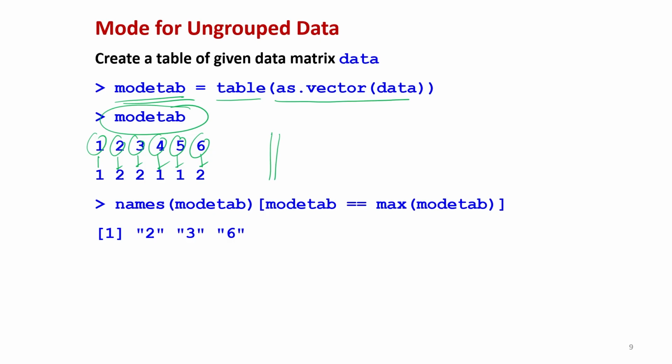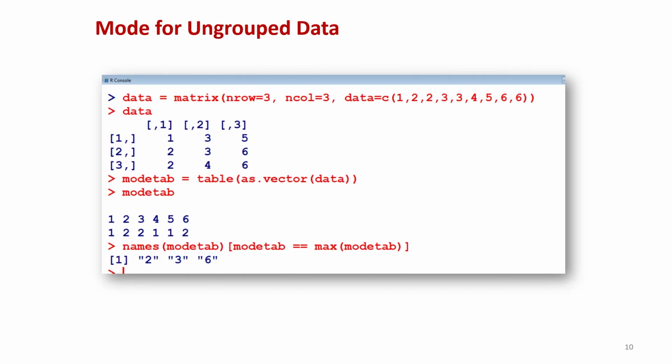And now from this I try to find out what is the name of this mode tab, where mode tab is logically equal to the maximum values of mode tab. So you can see here that in this case there are 3 values, 2, 2, 2, which are occurring maximum time, and corresponding to which the values are 2, 3 and 6. So this is the outcome which is given here. You can see that it's not a very difficult thing to obtain the mode, and this is the screenshot of the same operation.